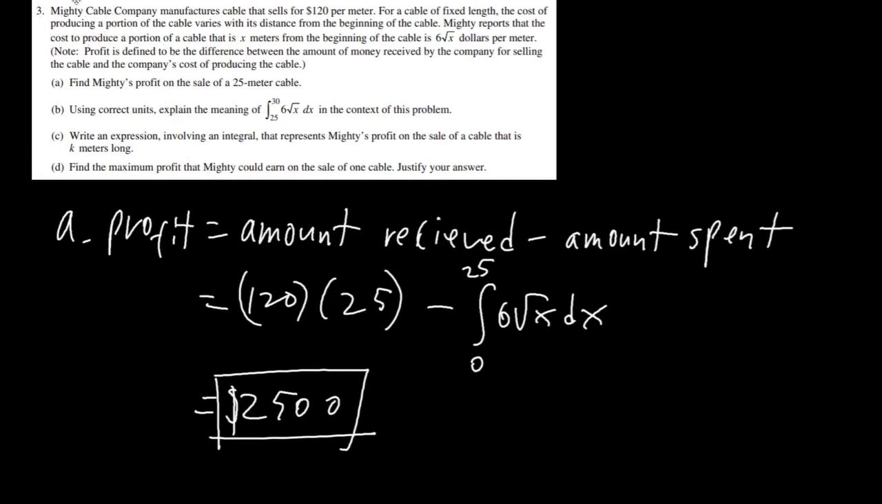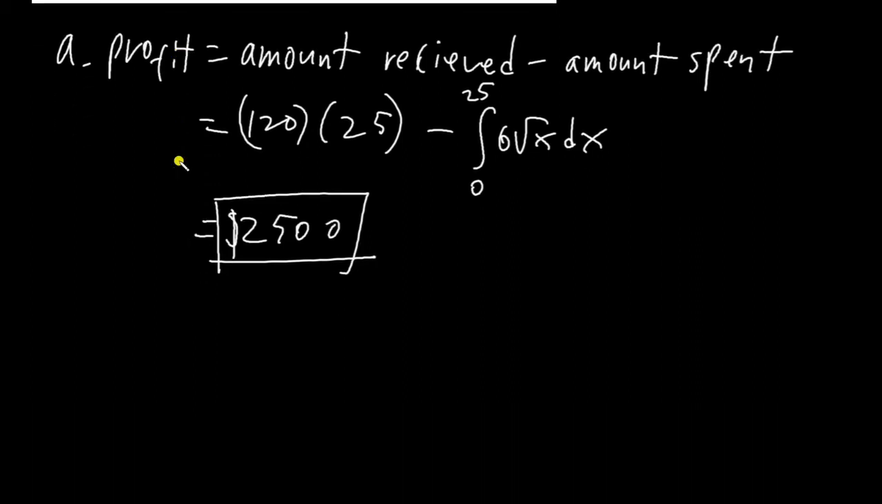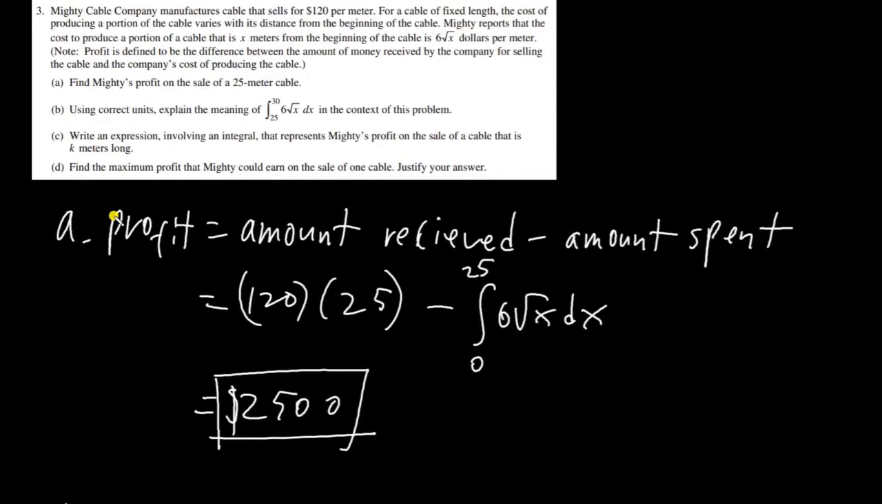Part B. Using correct units, explain the meaning of the integral from 25 to 30 of 6√x dx in the context of this problem. Notice I haven't erased this. That's for a specific reason. We'll get to that in a minute. So we want to figure out what this means.